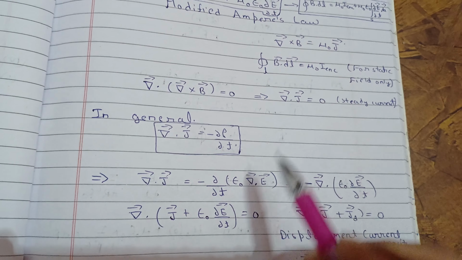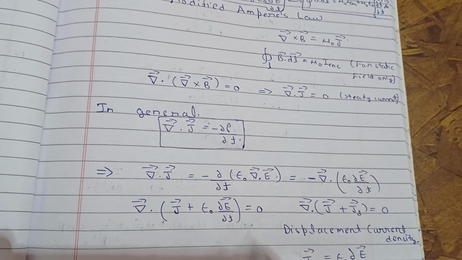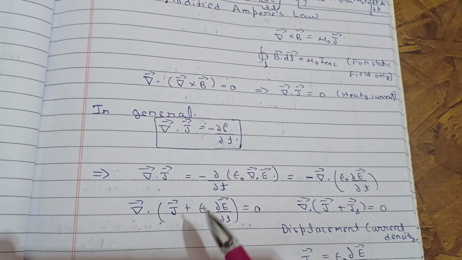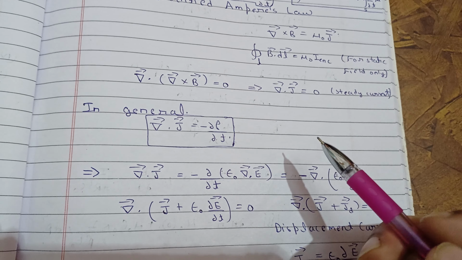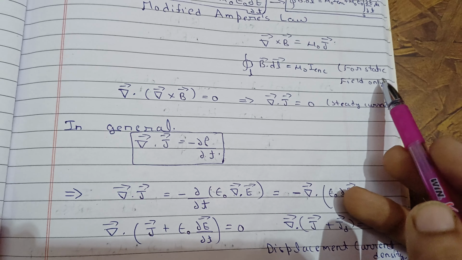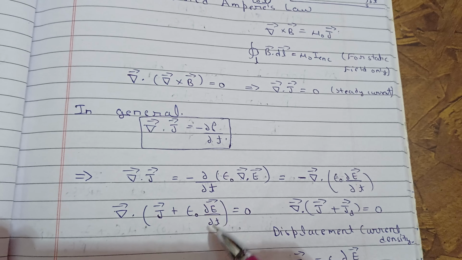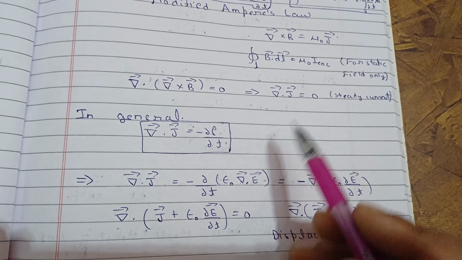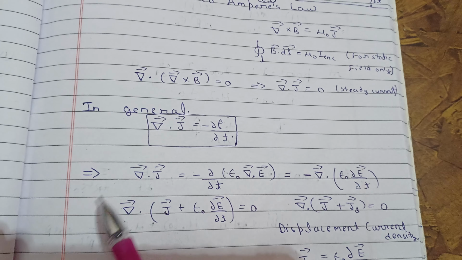Now see, in place of J, the complete expression must be equal to 0. It means if the field is steady, or the field is static, then this term will be 0 because it is not changing with time. Then you will get the same equation again. So that's why this is the ideal case.